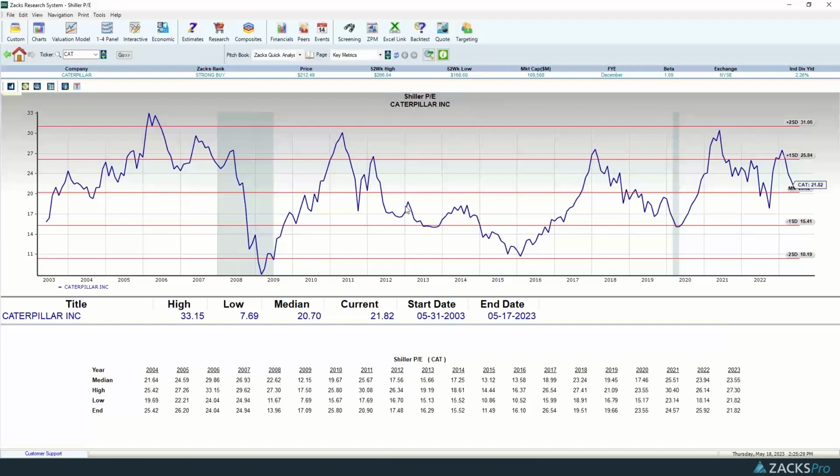So the Shiller PE is a much better long-term metric. If you want to know how a stock will perform over the next not 1 to 2 years, but 3 to 6 years, then the Shiller PE is a much better timing tool in terms of understanding whether the stock is cheap or expensive. So my idea here is to look for companies that fall in this zone right here, this buy zone, which is -1 to -2 standard deviations below the 20-year average.